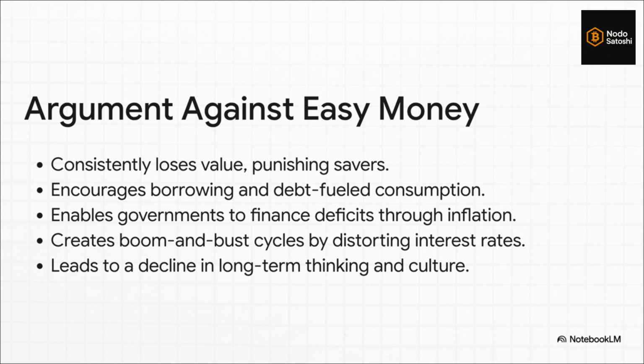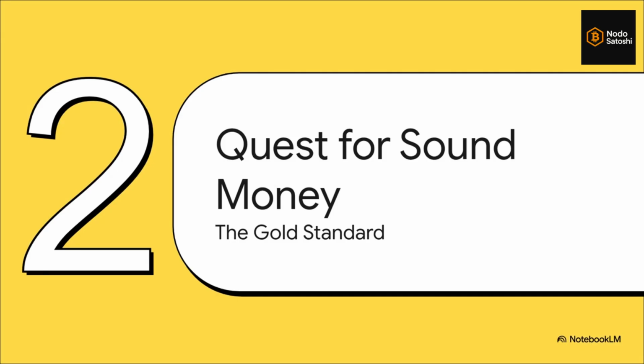The argument is that easy money is a system that punishes people who save. It encourages us all to get into debt. And as you can see, the list of claims is pretty long. That it lets governments fund their spending through inflation, that it causes these huge economic swings. The book even argues, pretty controversially, that it makes our whole culture worse by forcing us to think only about the short term. All right, so if easy money is the problem, what's the solution?